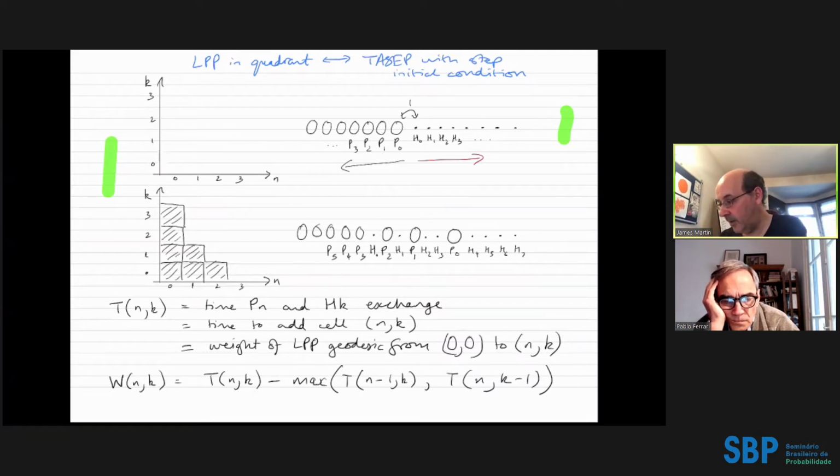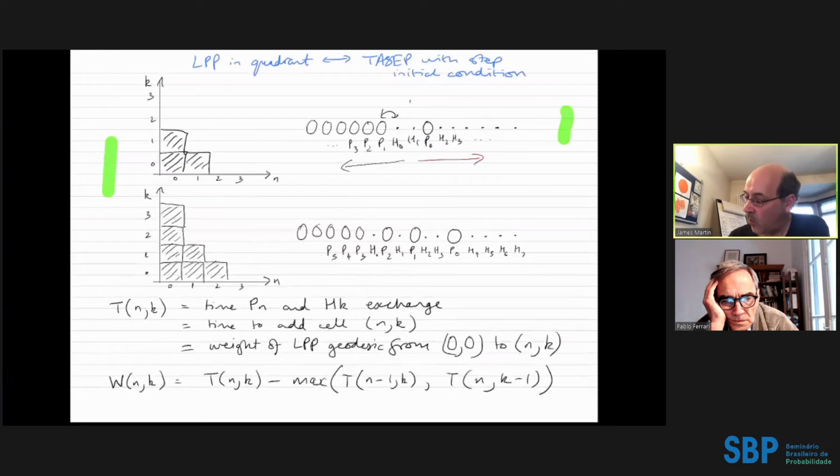After that's happened, let me try and do a little thing in real time here. Our configuration is going to look like that: we have particle 0 here and hole 0 here, and I add this cell here. At this point, there are two things that can happen in the TASEP: either particle 0 swaps with hole 1, or particle 1 swaps with hole 0. Let's say particle 0 does another jump. That goes to this configuration, and we add that cell. Maybe the next thing is that particle 1 jumps to its right, and we add that cell there.